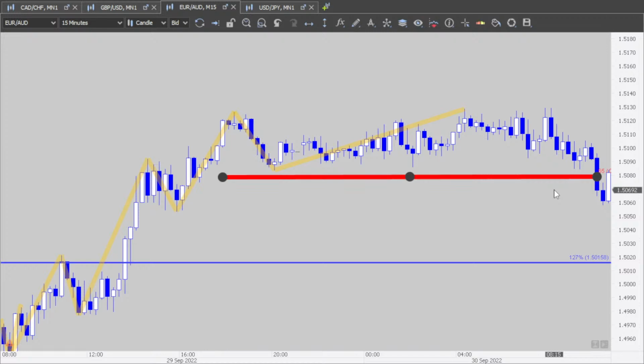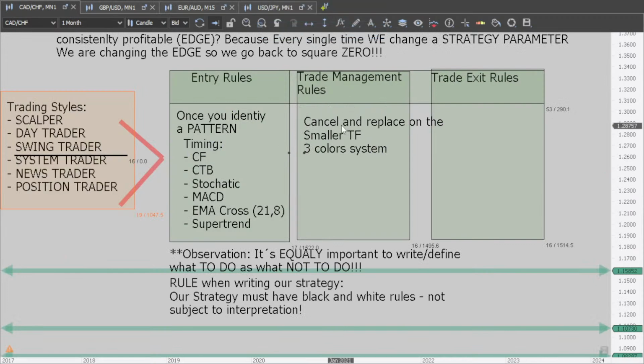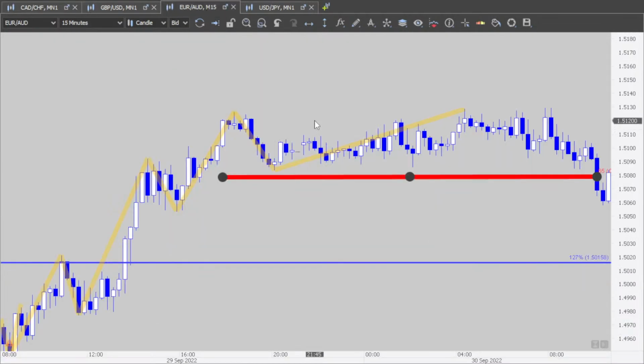Question: Freedom, can I use cancel and replace on the same time frame that I have entered? Answer: absolutely yes. Everybody, this is just an example. You can use cancel and replace on the smaller time frame, or you can use cancel and replace on the same time frame. Make sense?